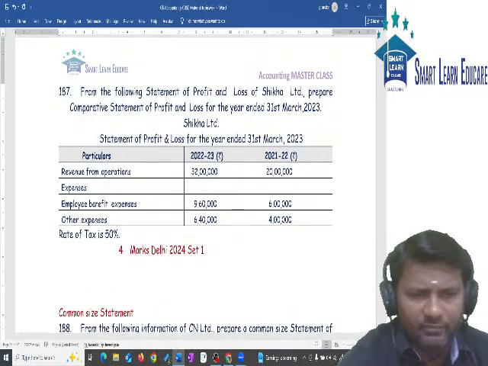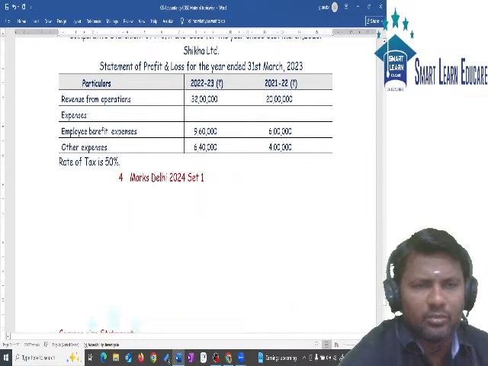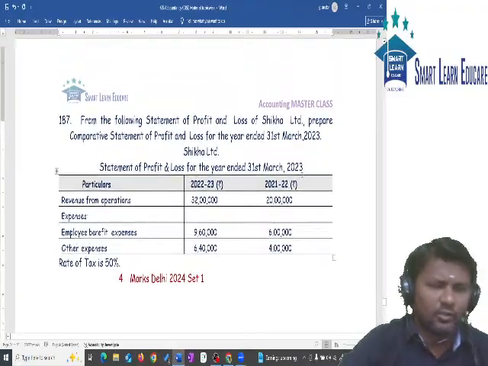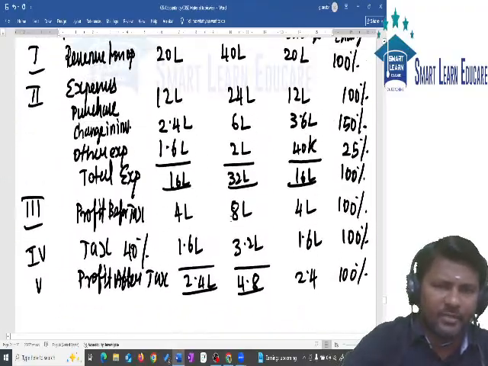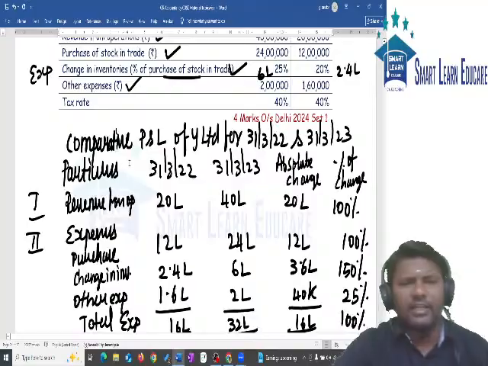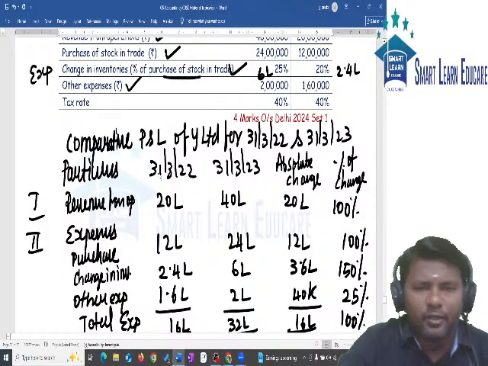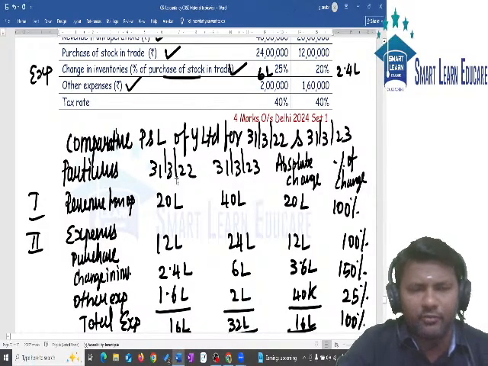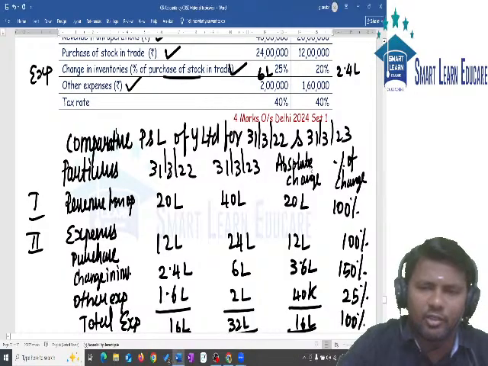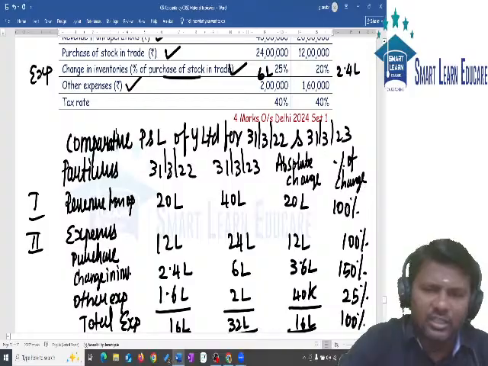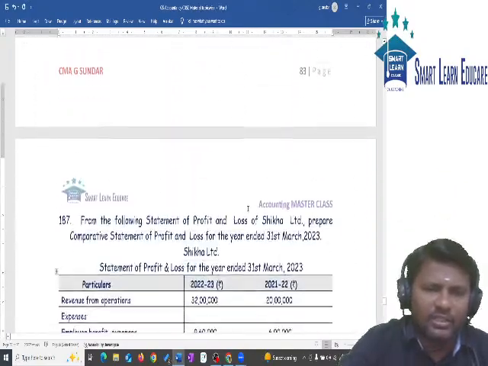So one more question as a practice we will do. First one. So yesterday, what is the format? The first heading is comparative P&L for the year and for the company for 2 years. Particulars. First you should give last year, then current year, absolute change, percentage change. Okay, what is the change? That change you should express in terms of percentage. So first one.